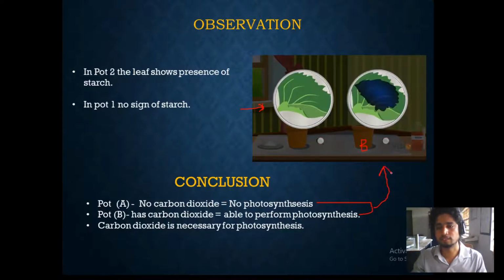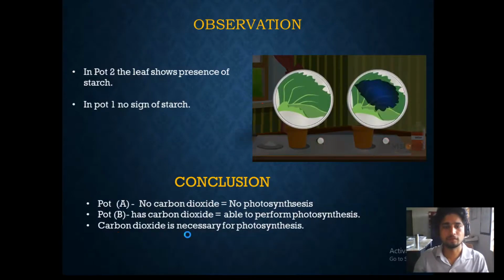As we did the starch test, we identified that the part which is undergoing photosynthesis is able to produce the starch, that is part B. So since part B had carbon dioxide available, it is able to perform photosynthesis. That makes the conclusion easy: carbon dioxide is very necessary for photosynthesis. Okay, so far we have seen that carbon dioxide is very essential for photosynthesis.